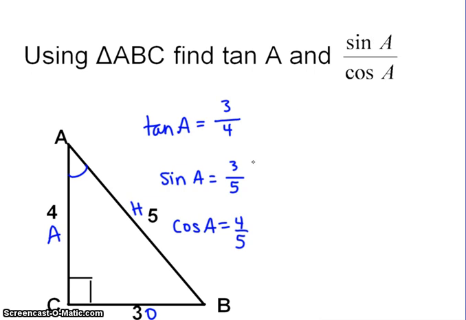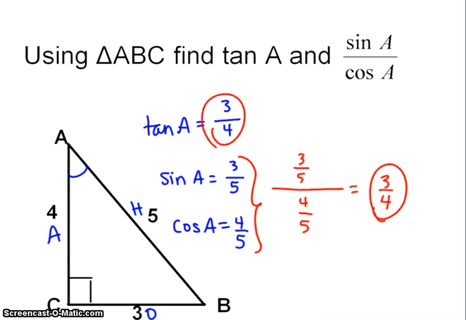Now the directions said to actually divide sine and cosine. So I'm going to divide these two fractions together. And if you type it in your calculator, you can do a fraction inside of a fraction. And what's actually going to happen is that you get 3/4. Notice that this is the same as tangent A. That's because the tangent of any angle is equal to the sine of that angle divided by the cosine of that angle. Kind of an interesting little fact there, isn't it?